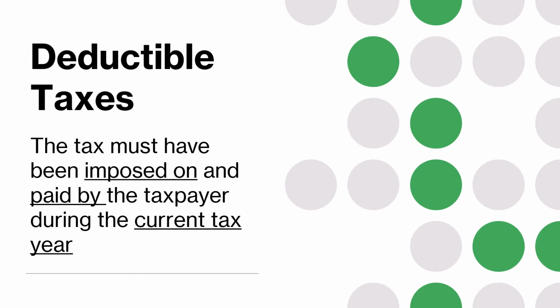So now we can start talking about our second section of the Schedule A for deductible taxes. For taxes to be deductible, the first overarching concept that we have to start out with is that the tax has to have been imposed on and paid by the taxpayer during the tax year that we're looking at. So they can't be deducting taxes that they're paying ahead, and they can't be deducting taxes that they aren't required to pay.